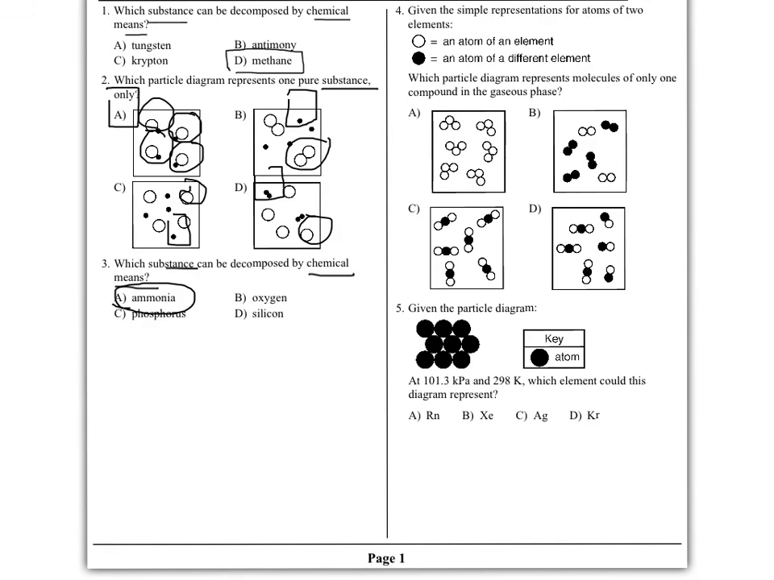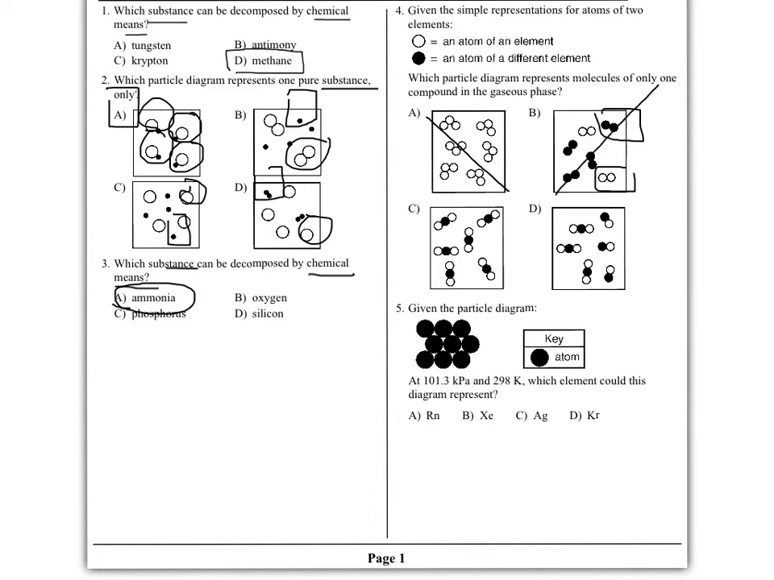The next question asks us to look for a compound, but only one compound in the gaseous phase. So compounds have chemical bonds. And the chemical bonds exist between two different atoms. So it cannot be choice A because those are only one kind of atom. Cannot be choice B because the bonds here are between identical atoms. So this is actually a mixture of two different elements.